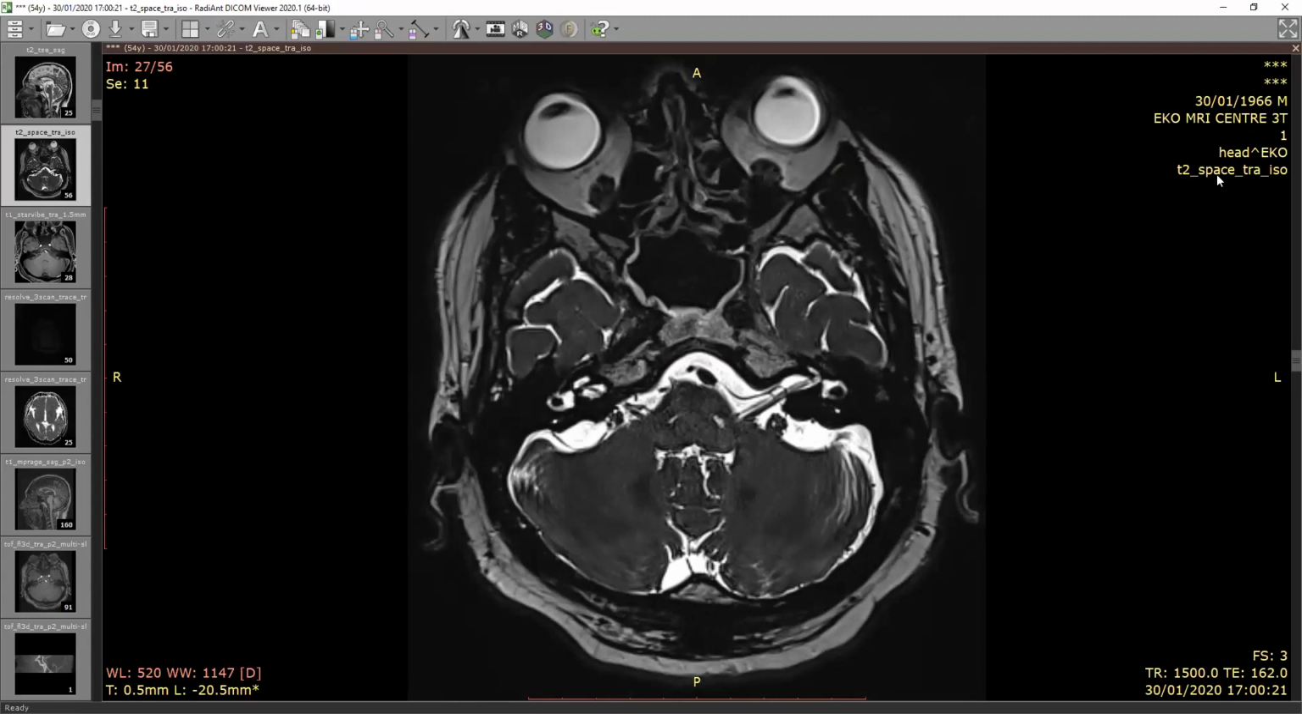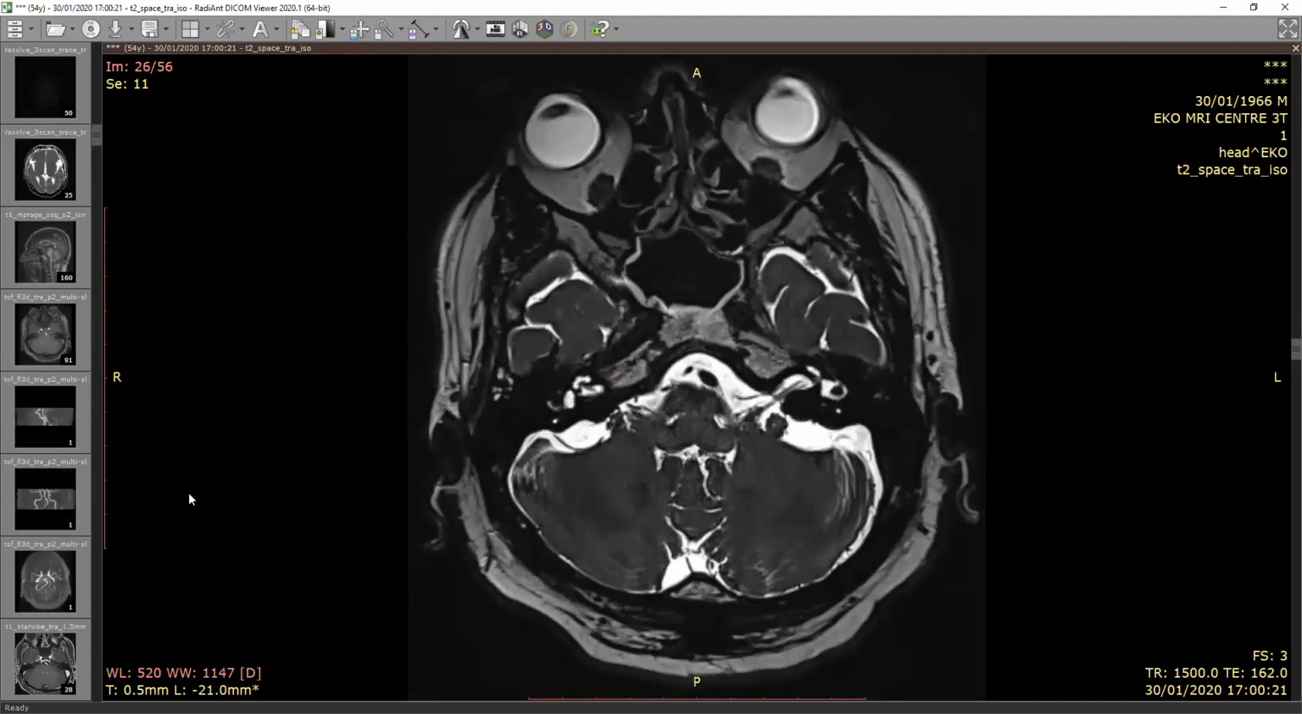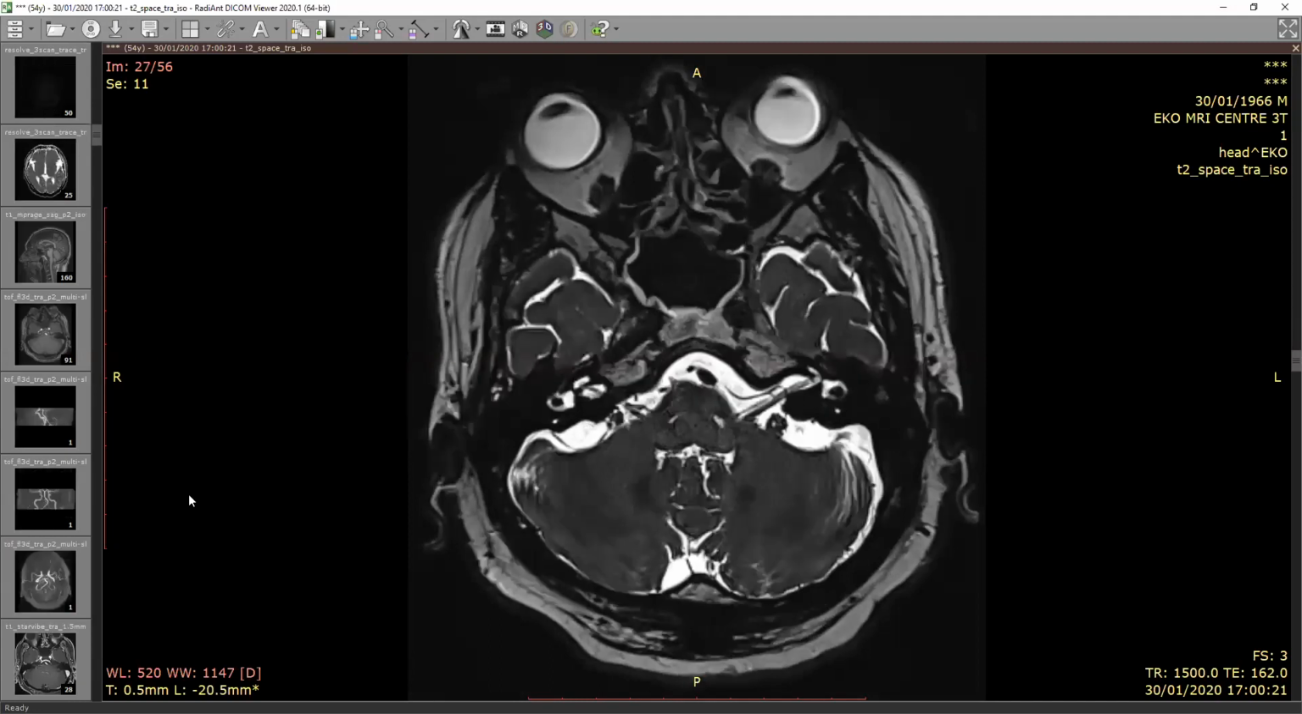Now, this says SPACE over here. This is a SPACE sequence. Forget about SPACE, but normally the sequences that you might be asked to answer is what is called a CISS, CISS, or a FIESTA. These are the two sequences which are usually used to demonstrate both the blood vessel and the nerve, in order to demonstrate a neurovascular cross compression.